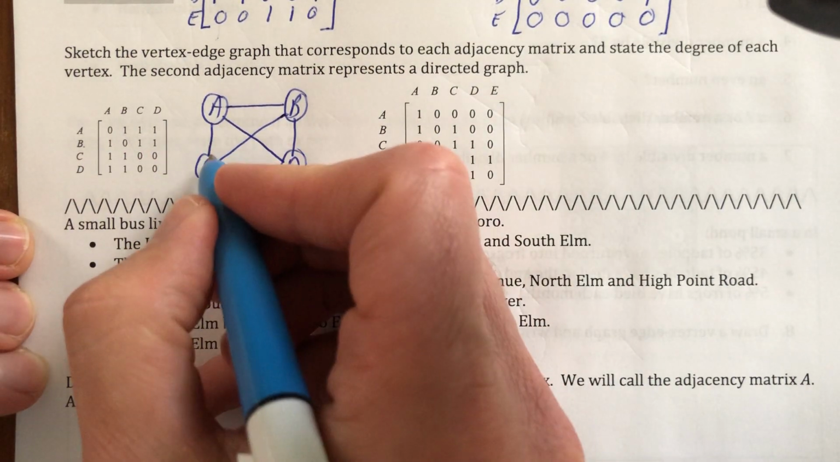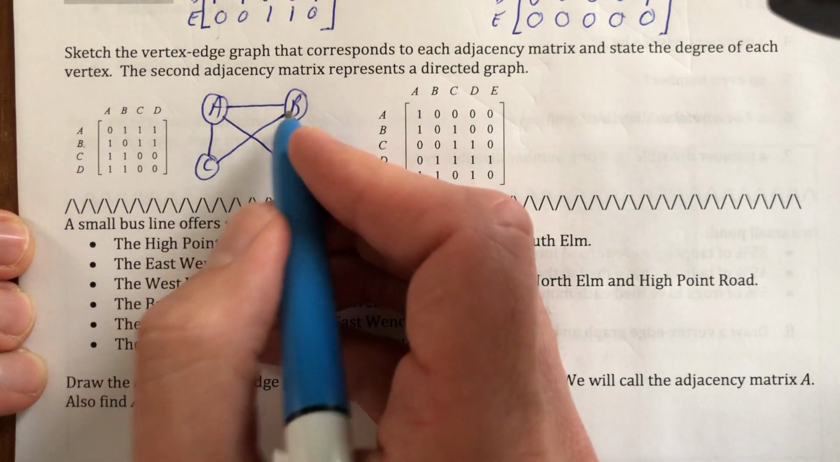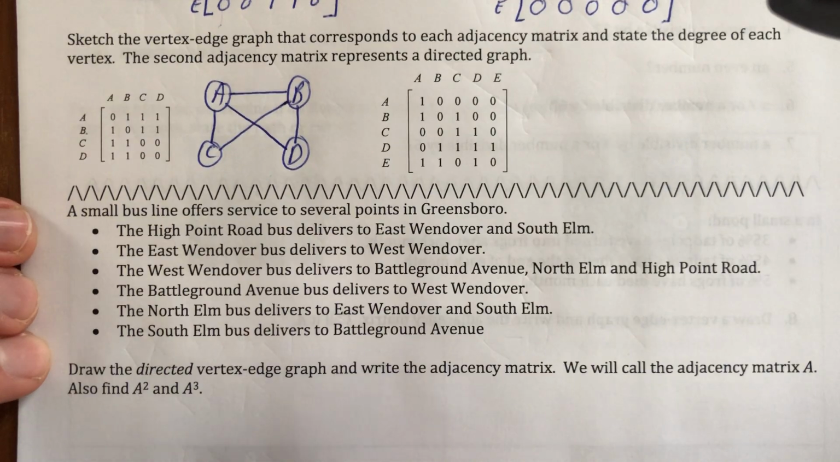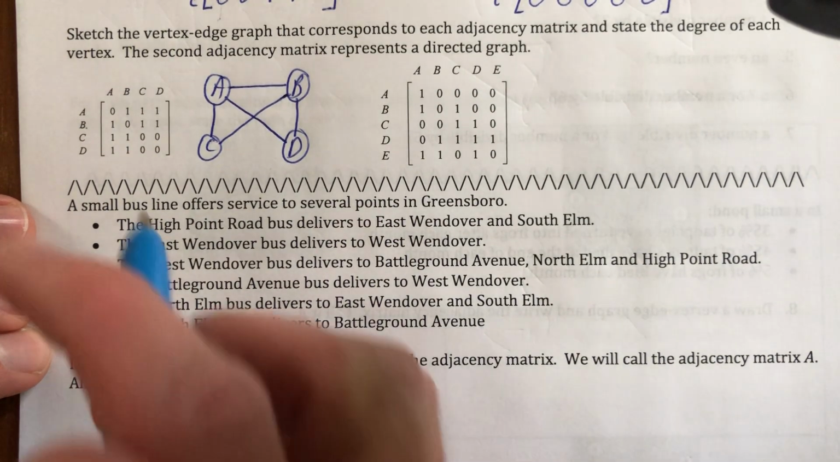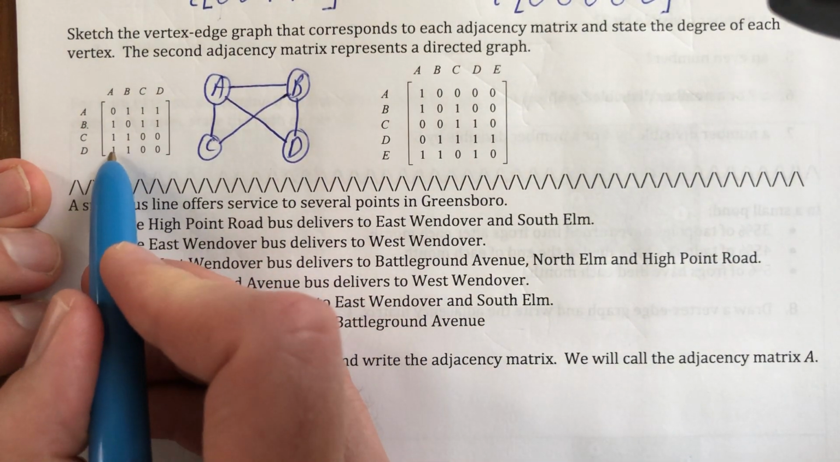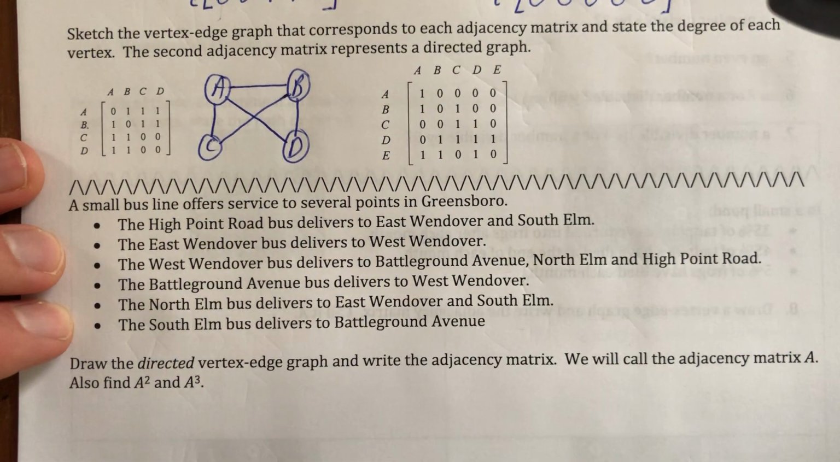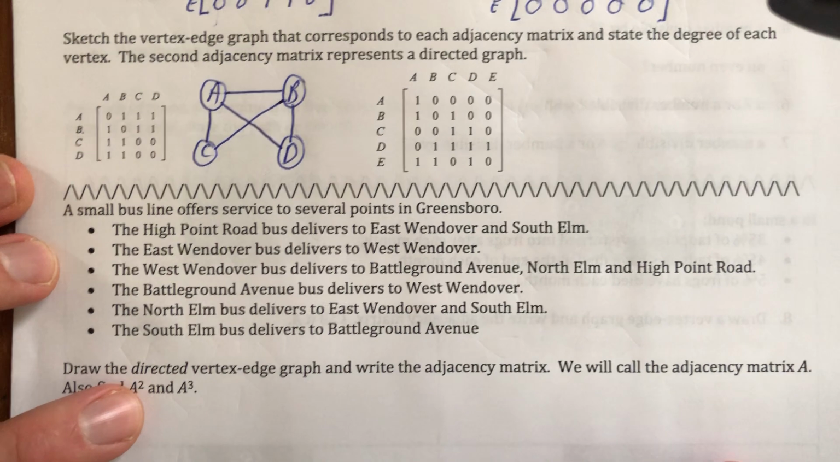From C, I can go to A. From C, I can go to B. From C, I can't go to C. I can't go to D. And actually, we're done at this point because everything is taken care of. But we'll just read through it anyway. D goes to A. D goes to B. And that one's finished.